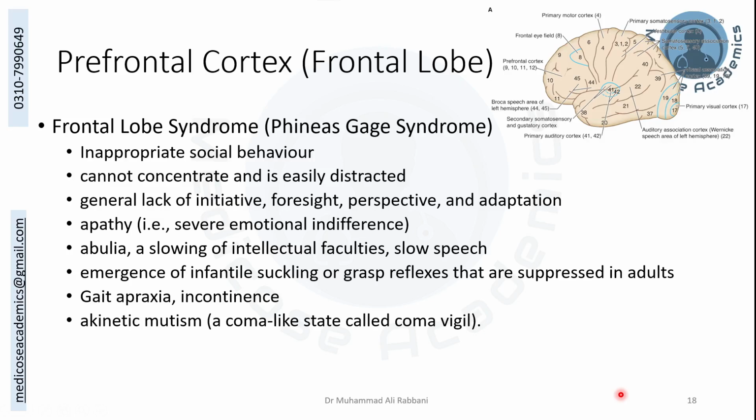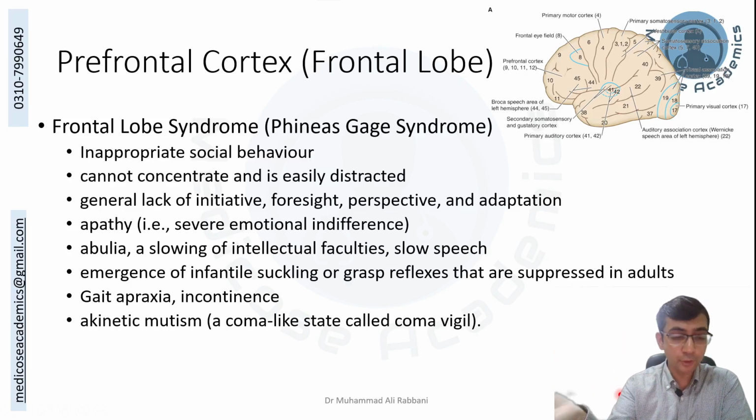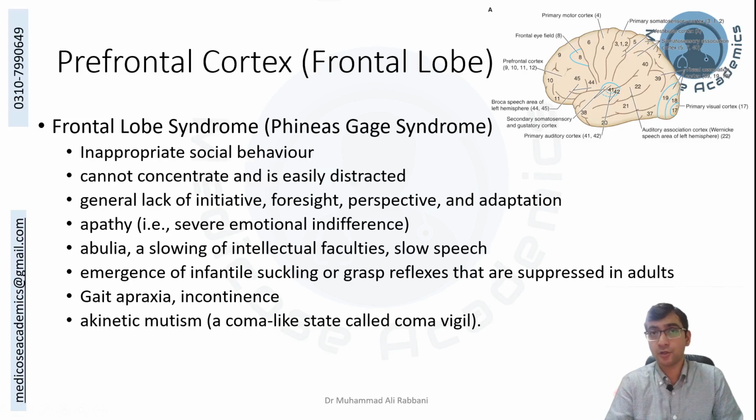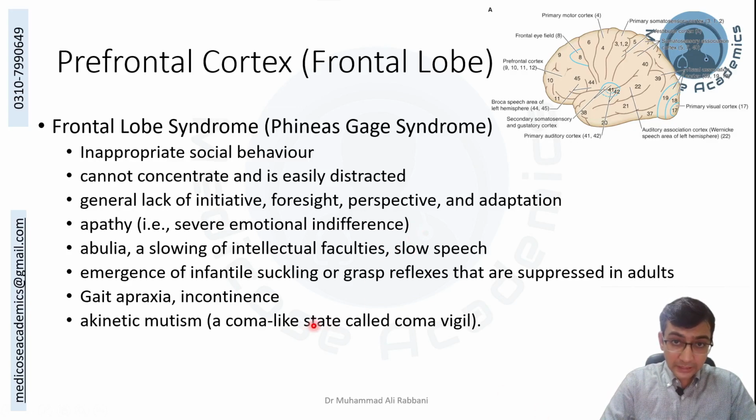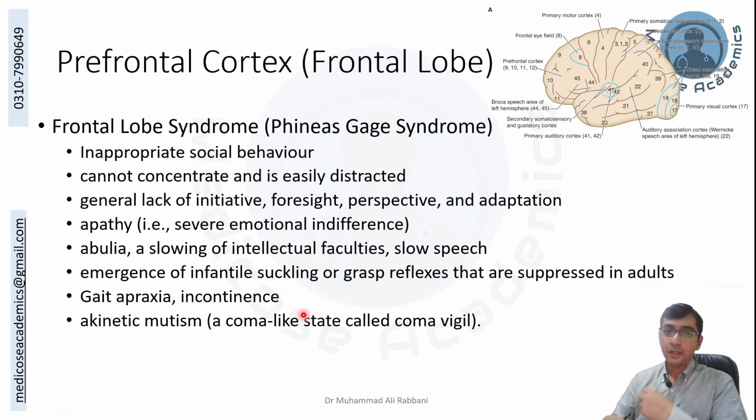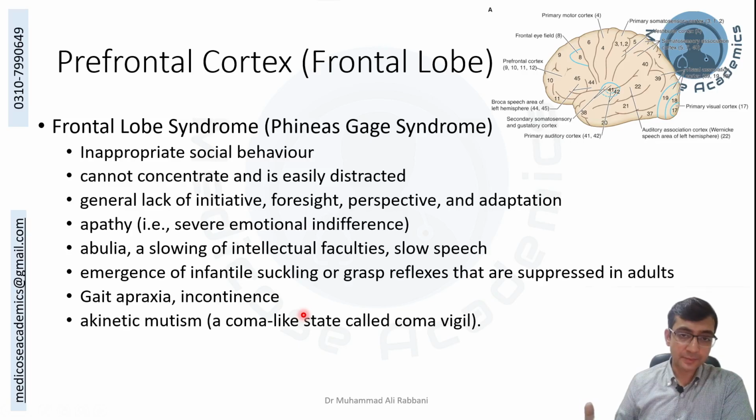So, frontal lobe syndrome, or Phineas Gage syndrome, leads to inappropriate social behavior, inability to concentrate, lack of initiative, foresight, perspective, adaptation, emotional distance, and apathy. There is abulia, and there is slow speech. By the way, Phineas Gage had that during his hospital stay, when he would not give an answer of more than one syllable, one word, even when very strongly probed. Childhood reflexes came back: the infantile suckling reflex, grasp reflex, apraxia, incontinence, and mutism. Sometimes that happens too.